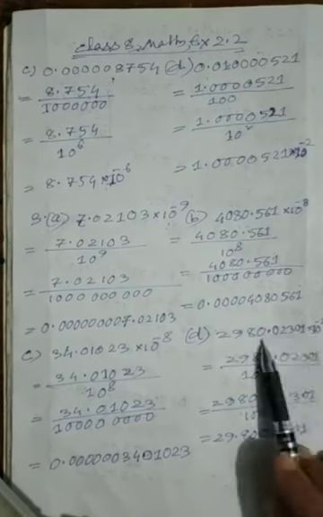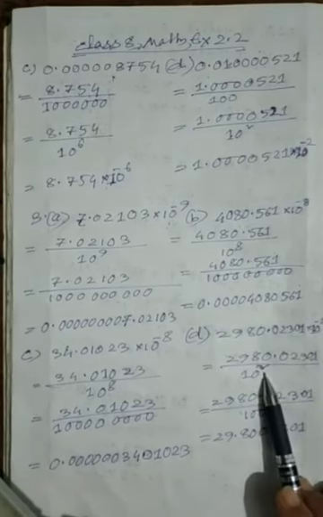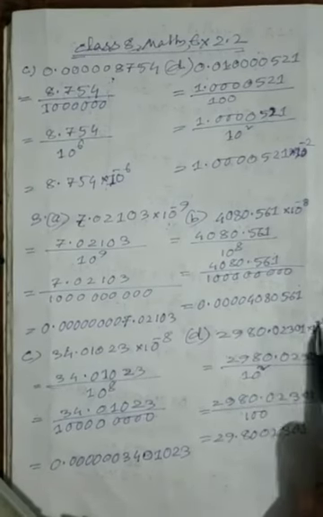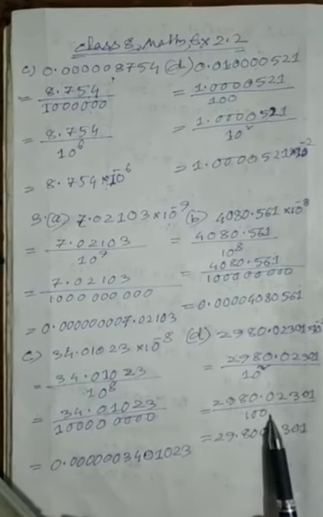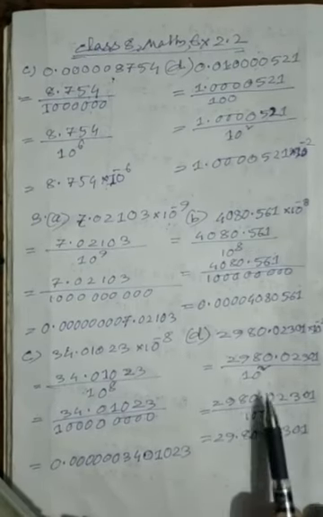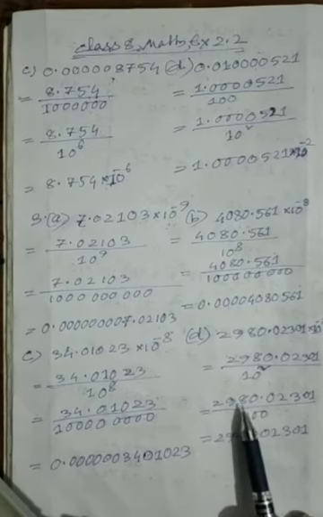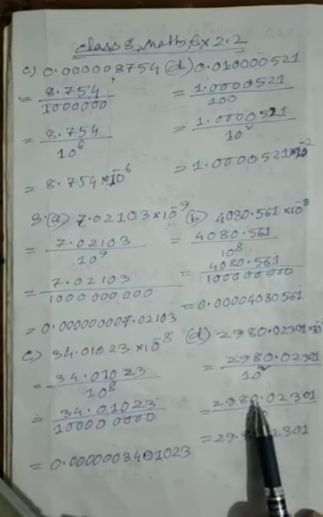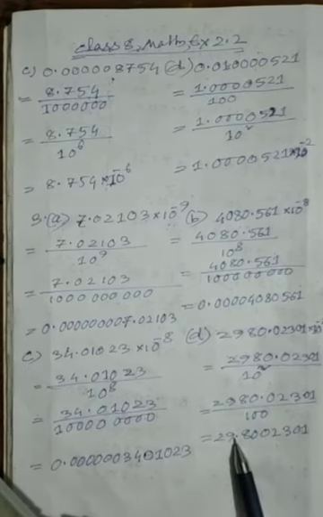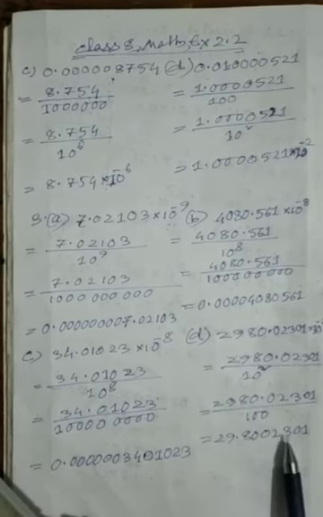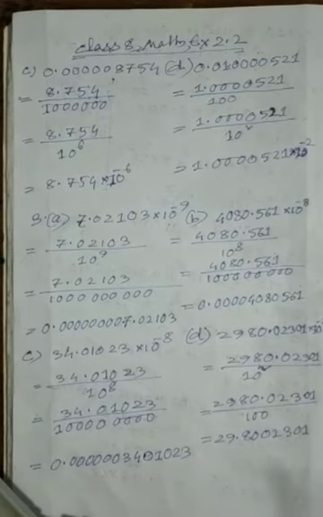Now this number will go down and it will be positive. So you write this one. 10 square means 100. So when you divide, from the point it will go 2 digits to the left hand side. So the point will come here. So the point will be here: 2.298002301. This is the answer.